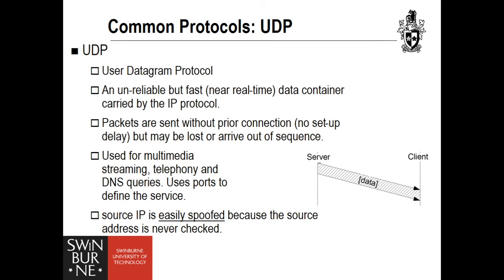UDP basically stands for User Datagram Protocol, an unreliable but fast data container carried by the IP protocol. Packets are sent without prior connection but may be lost or arrive out of sequence. It is used for multimedia streaming, telephony, and DNS queries. It uses ports to define the services. Source IP is easily spoofed because the source address is never checked.